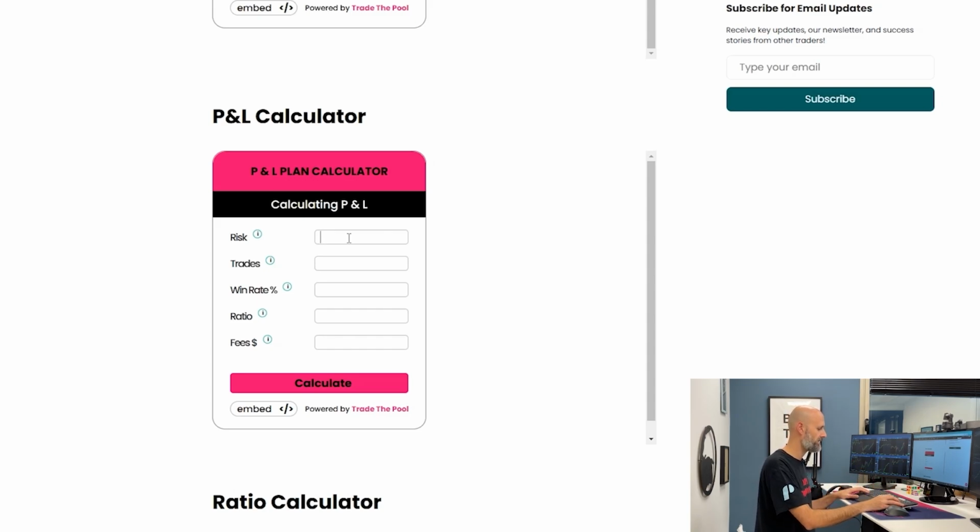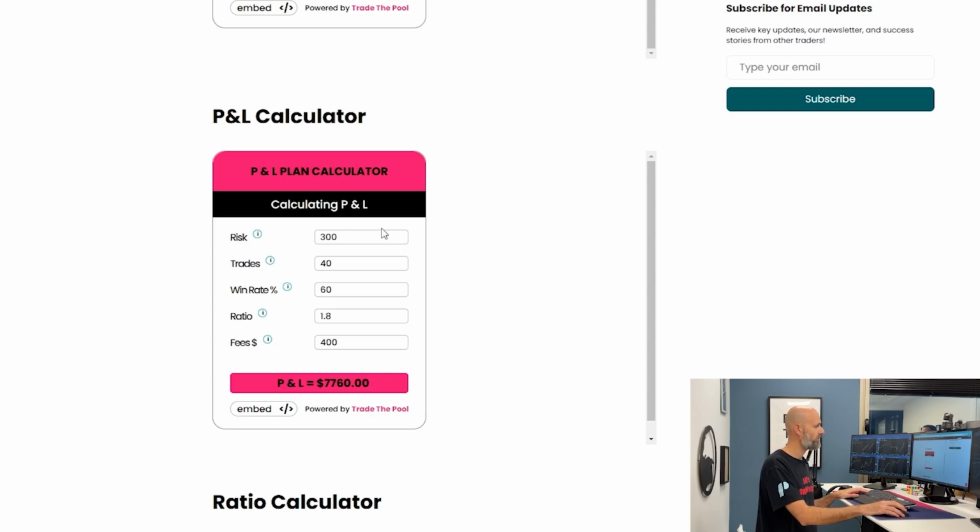So for example, I'm risking $300 per trade. I'm doing roughly 40 trades. My success rate is 60%, risk reward ratio, let's say 1.8, and my fees $400. So if I'm doing all of that, I can expect to get $7,700. That's incredible. And of course, you can play with it along the way.